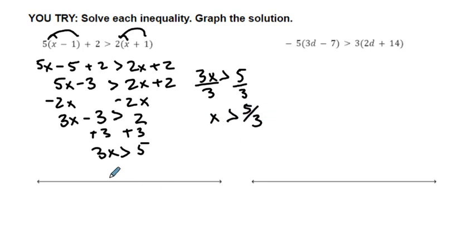Okay, so if this is 0, right, this is 1, and this is 2, 5/3 would put me about right there. Okay, and we'll put an open circle right there. X is greater than that, and we'll run our arrow line. Oh, that was actually kind of straight that time. And that's what that looks like.